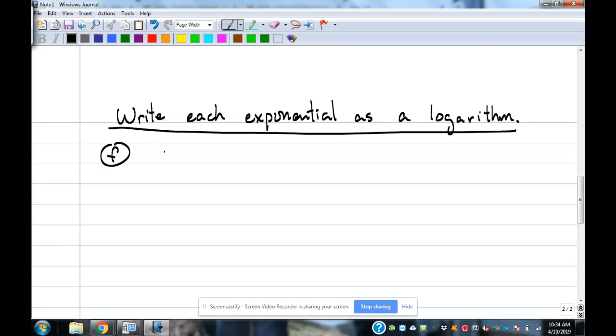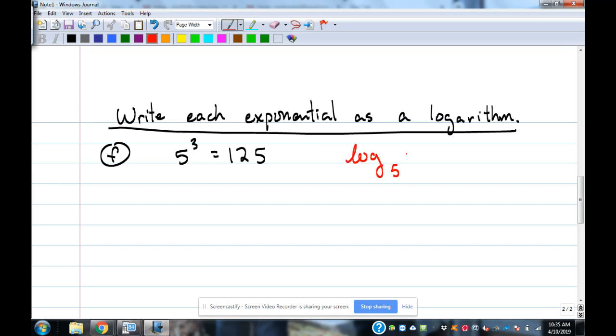Example F, 5 to the third power is equal to 125. We're going to rewrite that as a logarithm. We need to know what log base to use. So what's the base in that exponential? 5. So we're going to use log base 5.